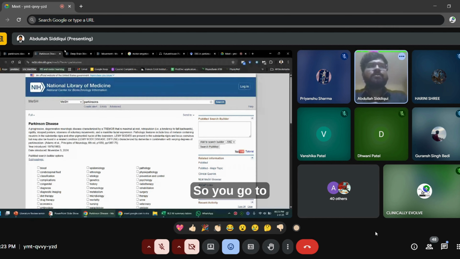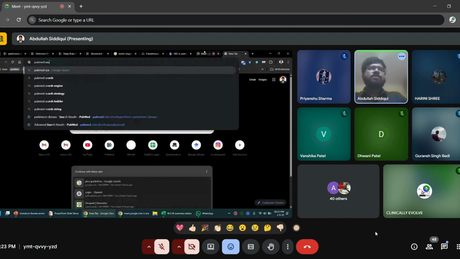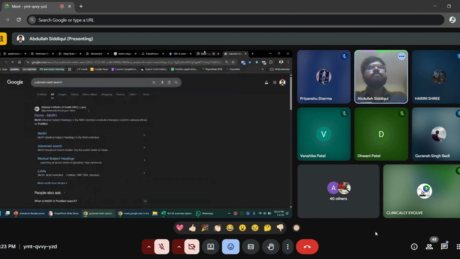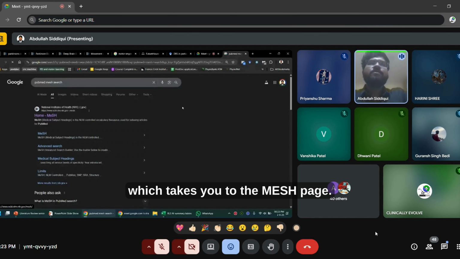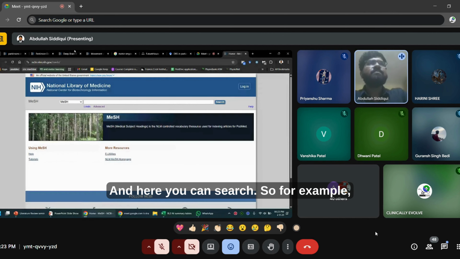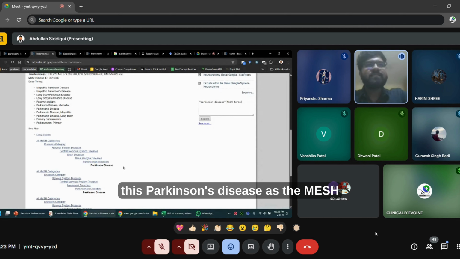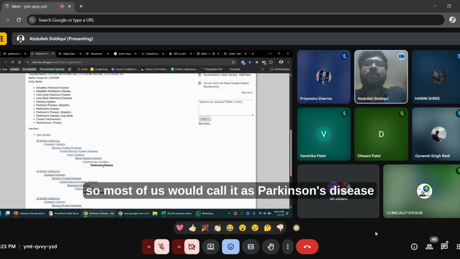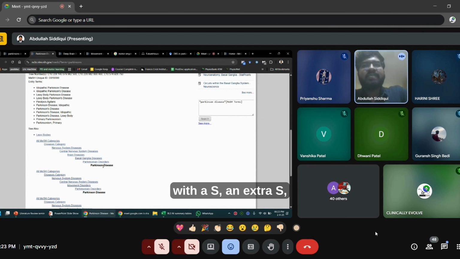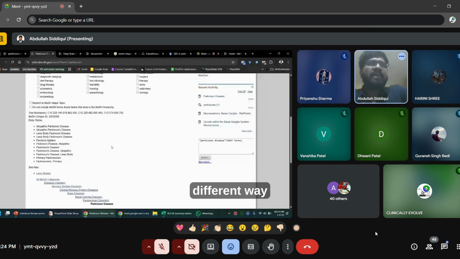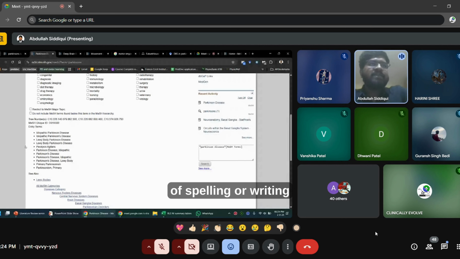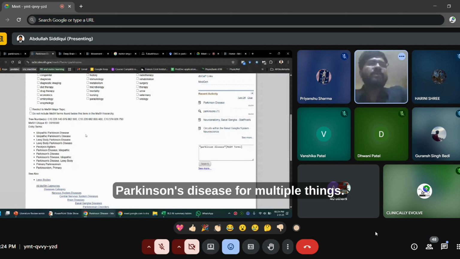So you go to PubMed MeSH search, and there's this first link which takes you to a MeSH page. And here you can search. So, for example, I searched Parkinson's, and it gives me Parkinson disease as the MeSH term. So you see, most of us would call it Parkinson's disease with an extra S, but the MeSH term is just Parkinson disease, and this encapsulates every different way of spelling or writing Parkinson's disease, searching for multiple things.